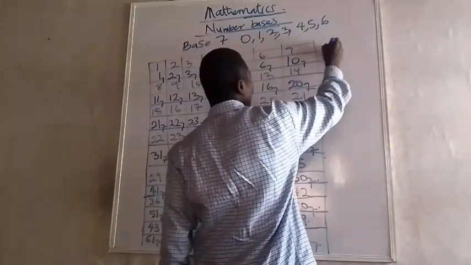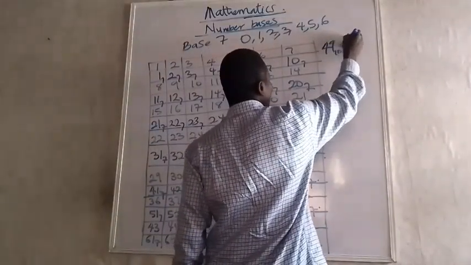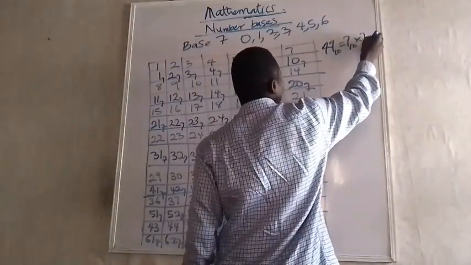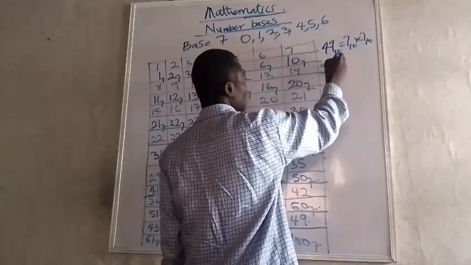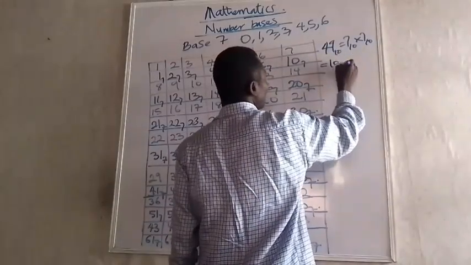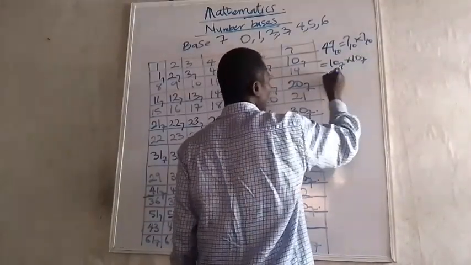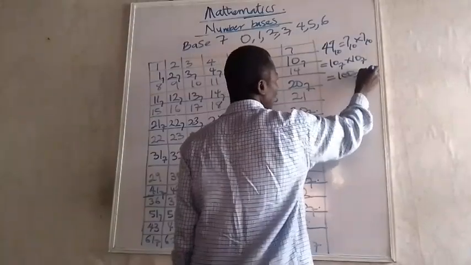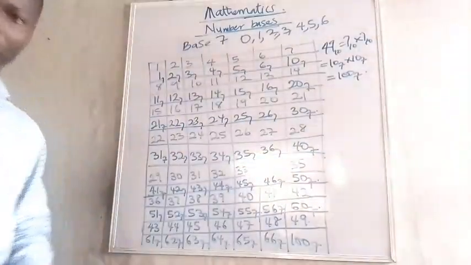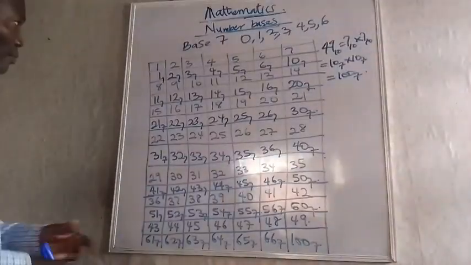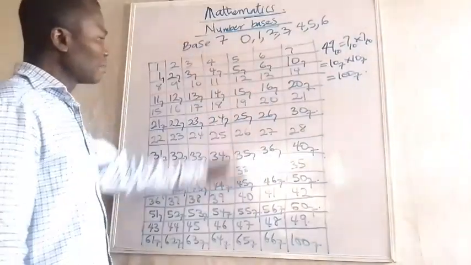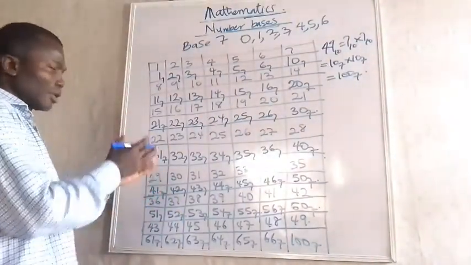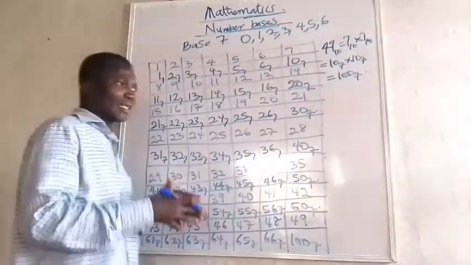49 base 10 is equal to 7 base 10 times 7 base 10, like I told you before. And that is going to be 10 base 7 times 10 base 7, and that is equal to 100 base 7. You can see. So it makes our job easy when we can compare some places to that of 10.